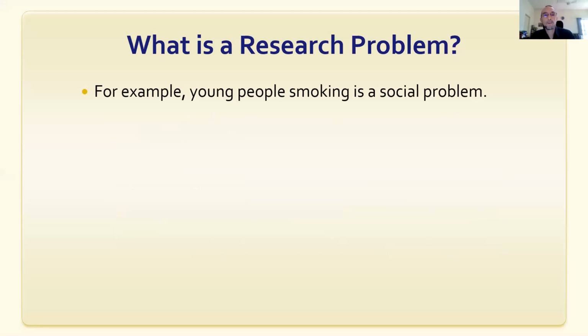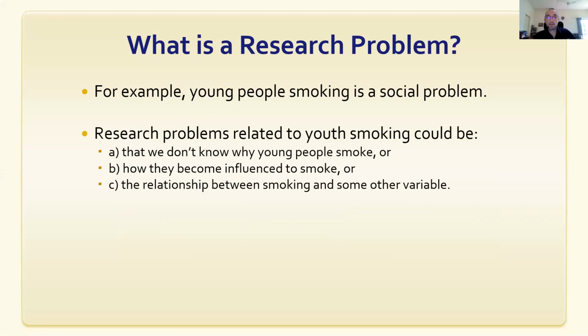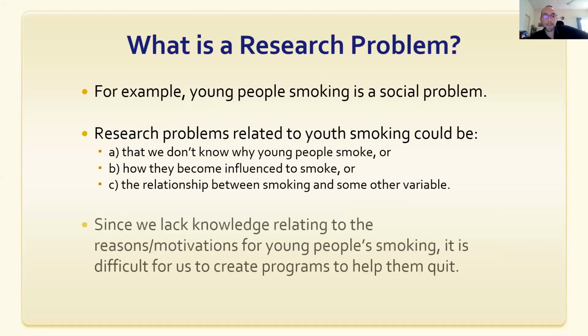Okay, so feel free. So, for example, young people smoking is a social problem, as I just mentioned. Okay, so research problems related to youth smoking could be that we don't know why young people smoke, how they become influenced to smoke, or the relationship between smoking and some other variable. All right, so these would be research problems that we undertake in order to address the social problem. Since we lack knowledge relating to the reasons or motivations for young people smoking, it is difficult for us to create programs to help them quit.